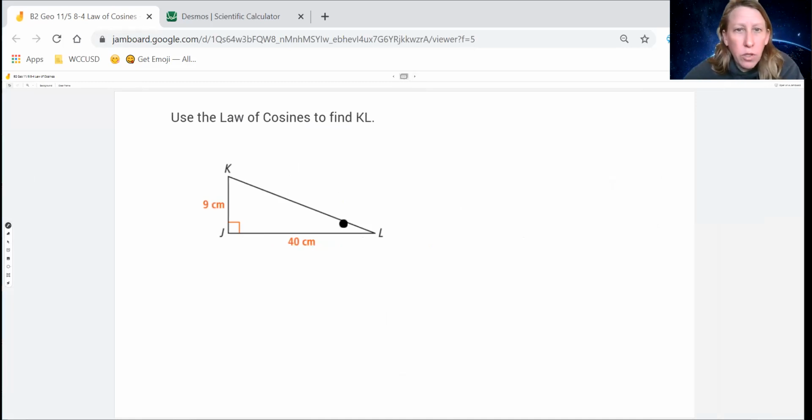All right, let's do it again. Oh no, there's no A, B, and C, so I'm going to decide what's A, what's B, and what's C. I'm going to call this A, because if I'm going to use that law of cosines formula, I'm just going to make A, B, and C. I'll call this B, I will call this C, and I want to find C. I'm going to use the law of cosines to do that. KL is the same as side C. Okay, so which formula do I need?